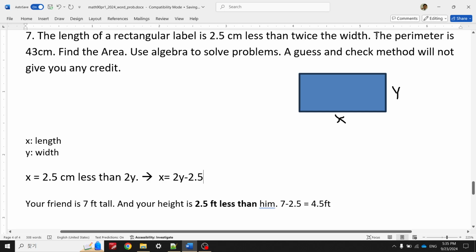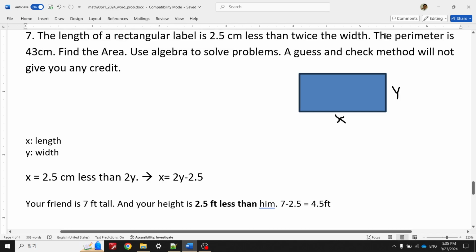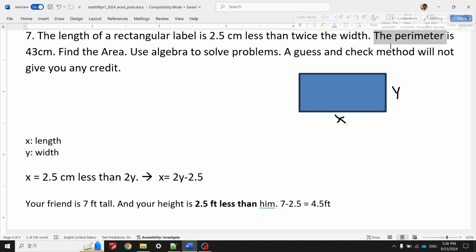Now, what about the perimeter? The perimeter is 43 centimeters. How do we change that? What should we do with "the perimeter is 43 centimeters"? Well, you first have to think about what the perimeter is. Don't just stare at the word problem hoping something will fall into place, because that doesn't happen. You have to constantly be asking yourself what this means.